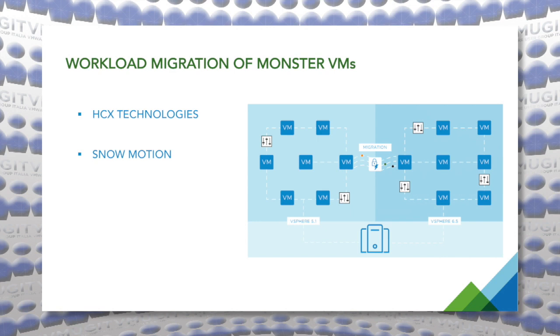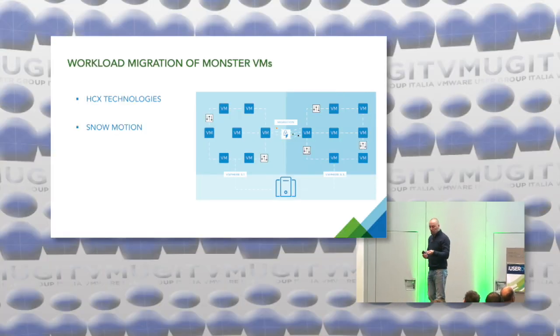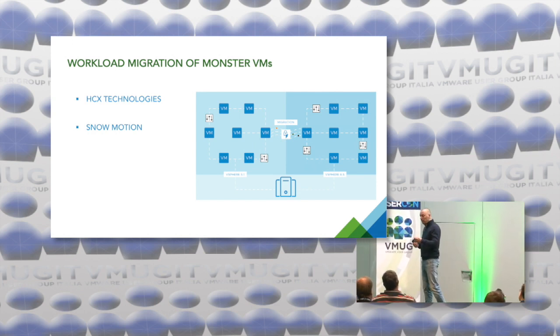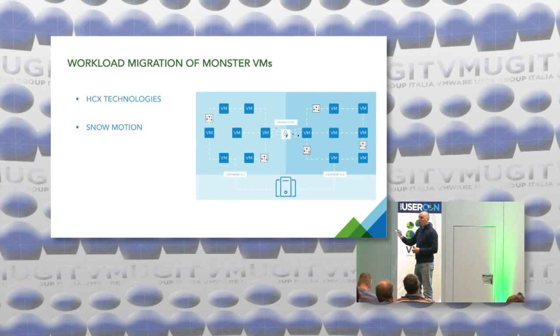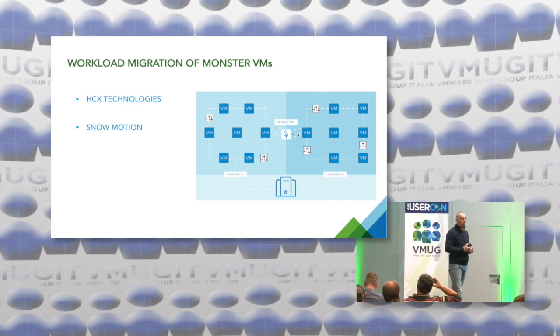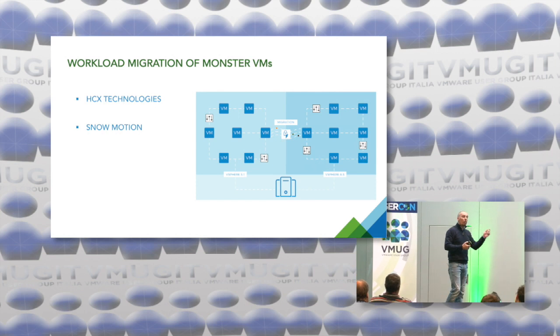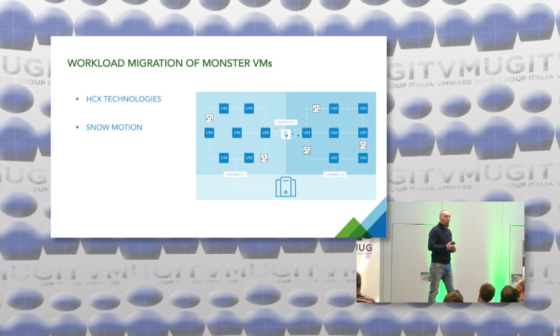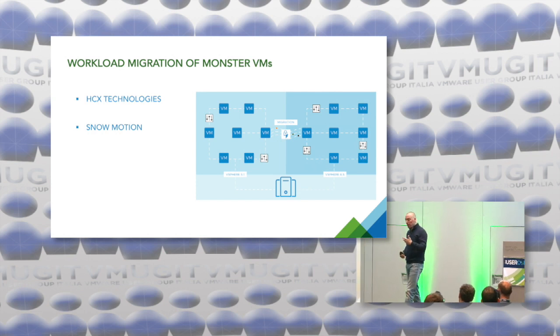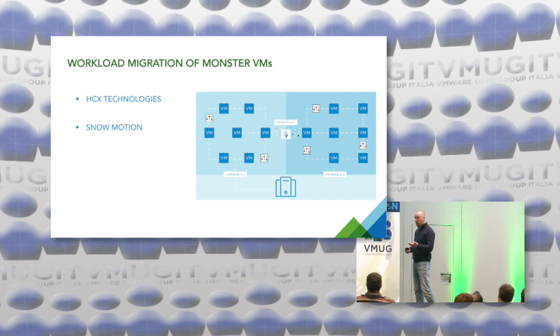What we are doing with SnowMotion is basically using vMotion to vMotion onto a Snowball, using the snapshotting technology again and the deltas. We ship the Snowball over to your data center, we let the data transfer to your environment, and then we vMotion over the deltas to your environment. So you don't have any downtime. This is a solution that is coming in a future release.